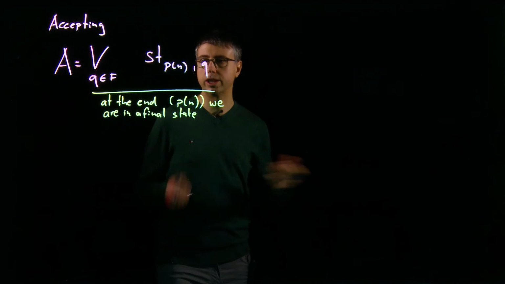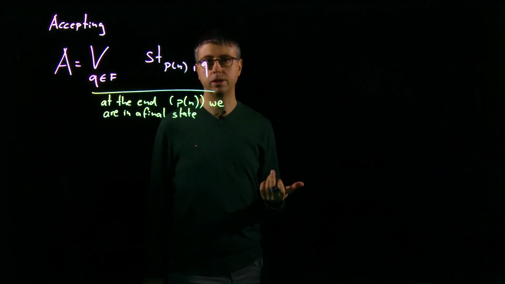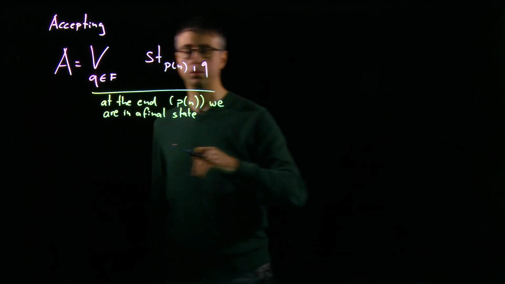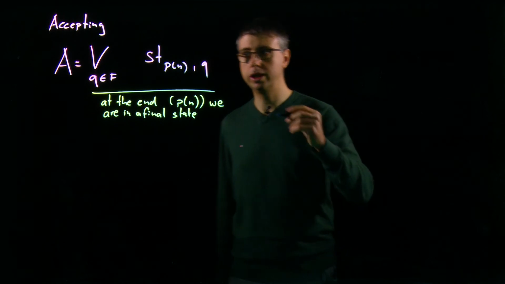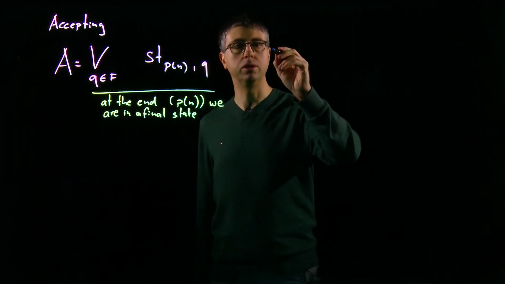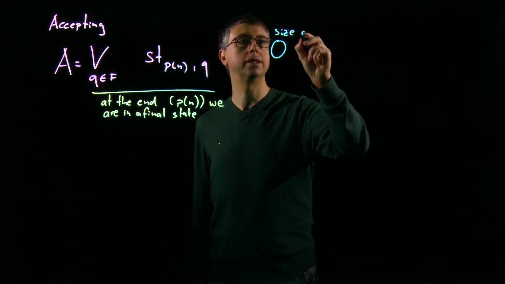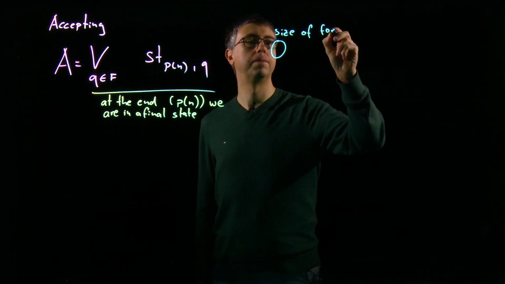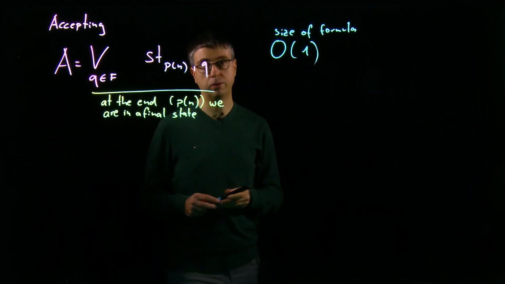Now let's check the size of this formula. The size of this formula actually only depends on the amount of final states the Turing machine has. This amount is constant, it just depends on the Turing machine. It's nothing to do with the input. So the size of this subformula is constant, so it's in the order of 1. It's O of 1.